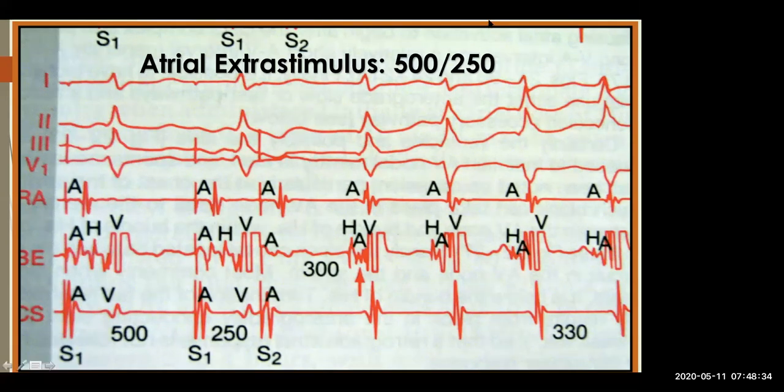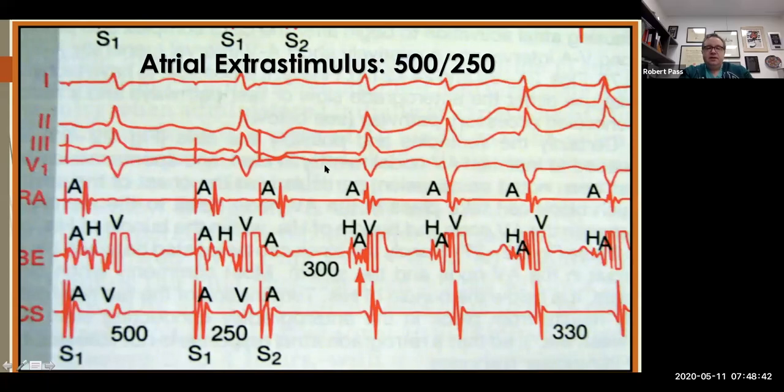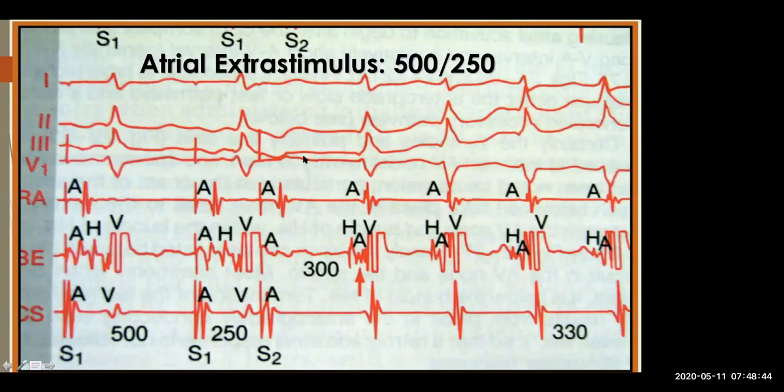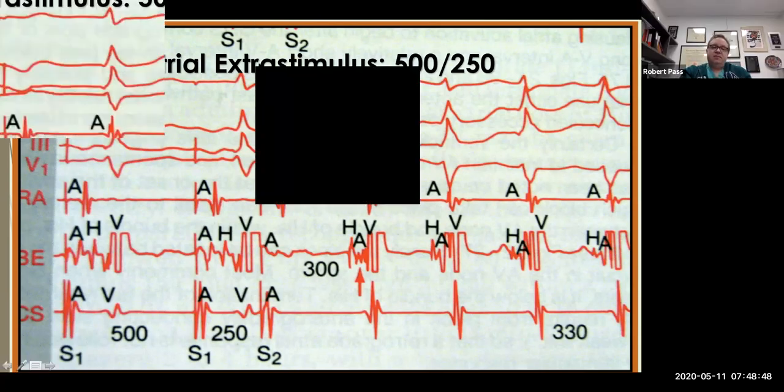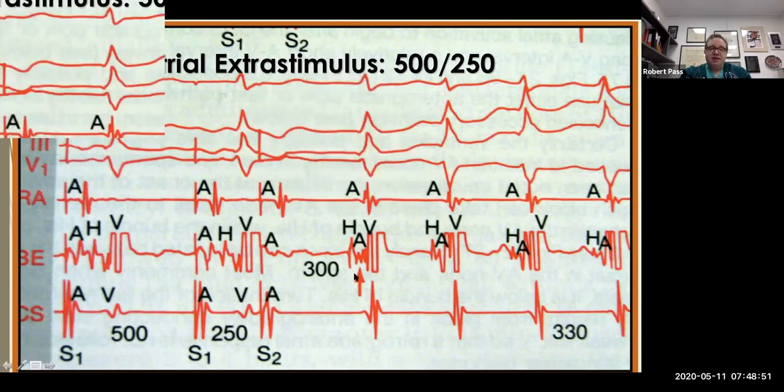It does. So after the second beat, that's just the patient going into AVNRT because there's no pacing after that. Yeah, that's right. We're just in AVNRT. We're no longer paced. So in this case, I'm telling you what we did in terms of the pacing, which is 500 to 250.